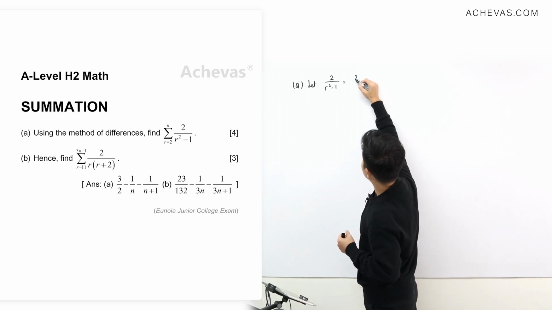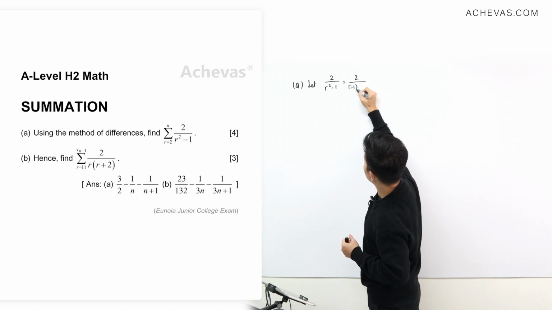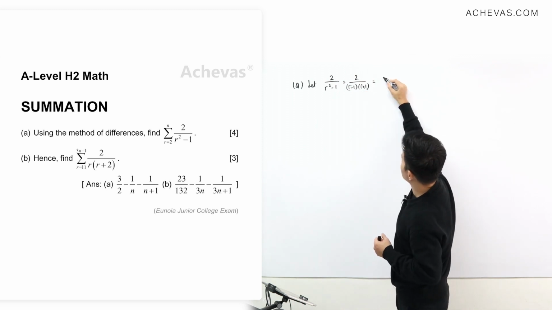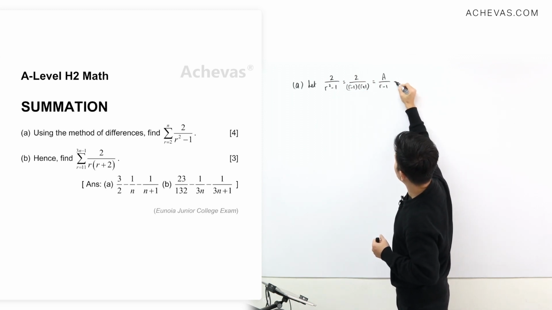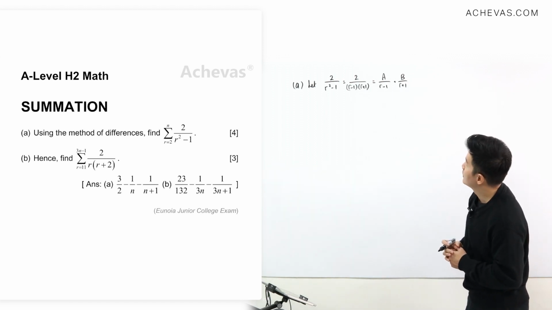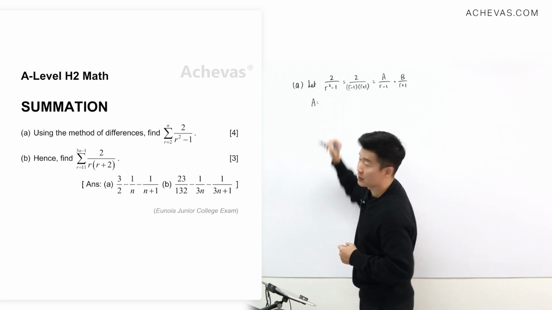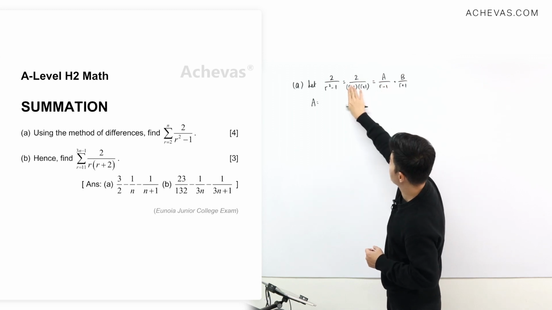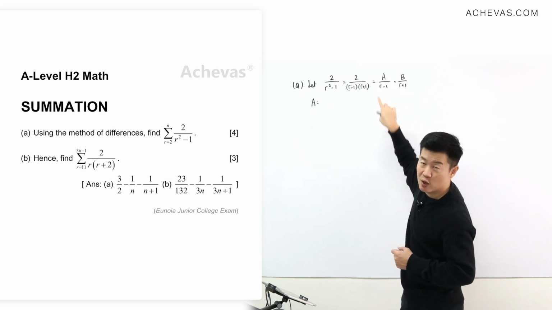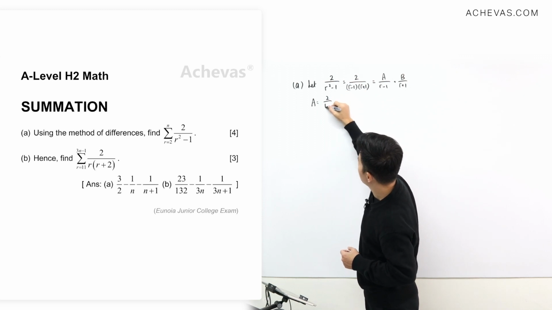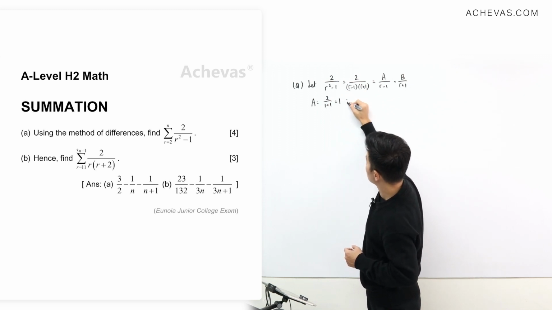For the denominator, let's rewrite this as r minus 1 times r plus 1, so that I can let this be equal to a over r minus 1 plus b over r plus 1 in its partial fraction form. To find a, by making use of the cover-up rule, we cover up the denominator r minus 1, and replace all the r by the value of r that causes the denominator to be 0, which is 1. So it is 2 over 1 plus 1, 2 over 2, which is equal to 1.